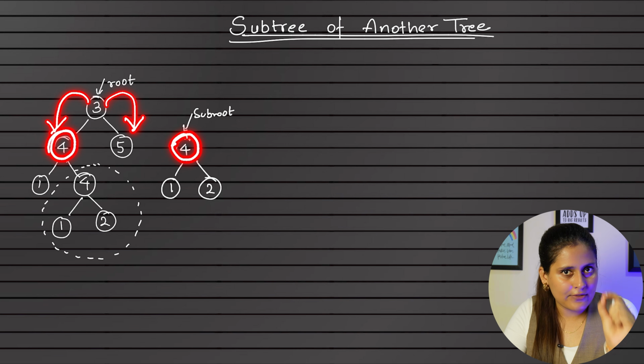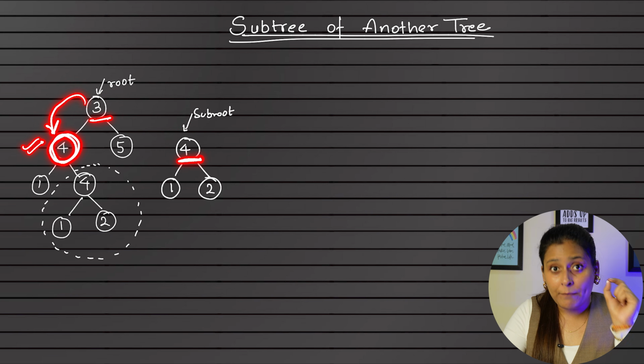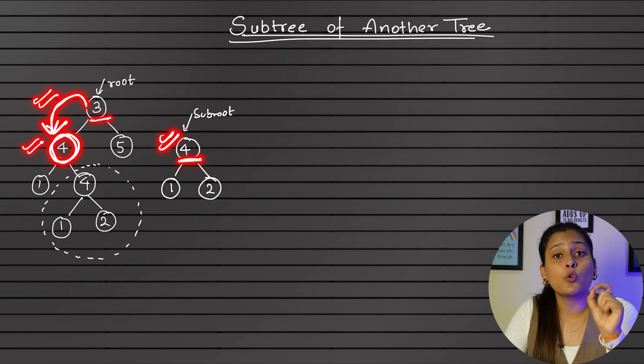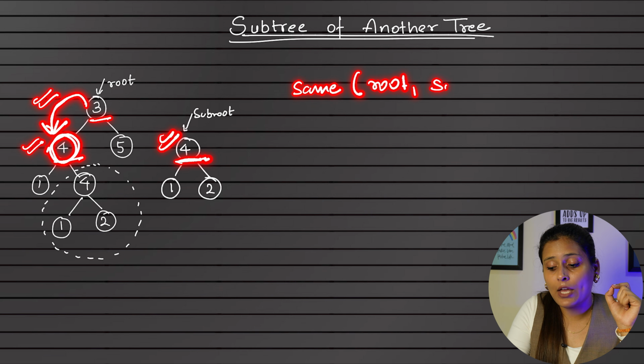So notice this very carefully: when 3 and 4 do not match, we move on to 3's left. Correct? Means we change the node from root to root dot left, but subroot remains the same. Subroot will not move until the nodes match. Okay. So now here 4 matches. Yes. So now we have to call the same tree check where we have to send the root and we have to send the subroot as well.